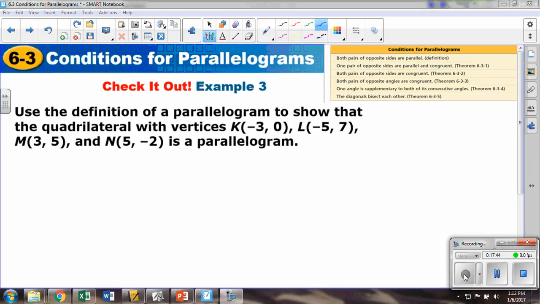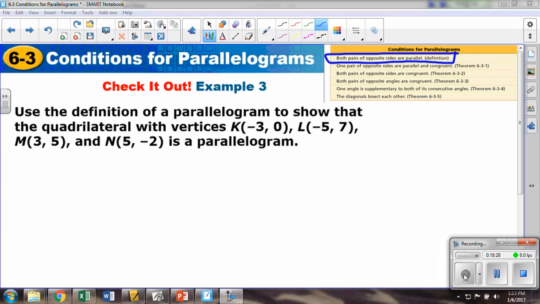All right, this one asks us, use the definition of a parallelogram. All right, so we're locked in right there. Use the definition means we can't use whatever we want. We have to do it this way. We have to show that both pairs of opposite sides are parallel. Well, keep in mind, when we're working in the coordinate plane, what do we know about parallel lines in the plane? They will always have the same slope. So if we can show that these sides have the same slope, that's going to give us parallel.